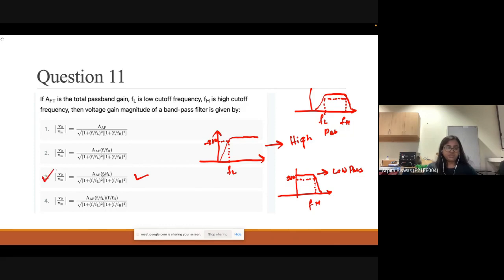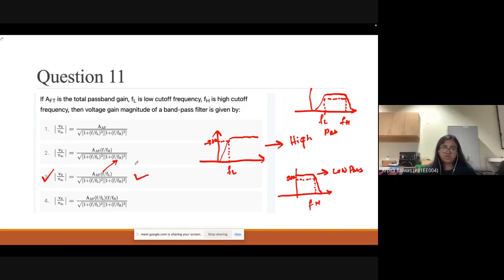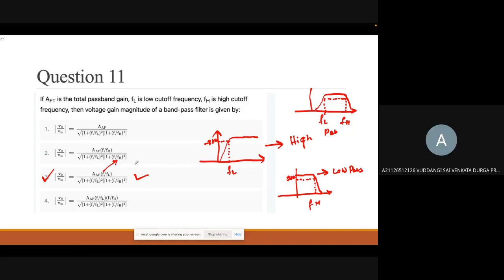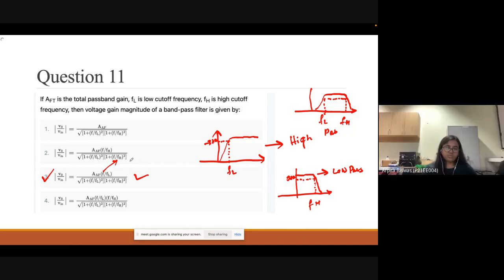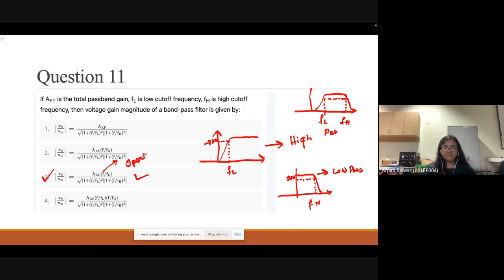V output by V in is equal to AFT times F by FL. Now, can anyone tell what F is here? Small f is indicating the input frequency or the operating frequency? Operating frequency. It is the frequency at which we are operating the system.